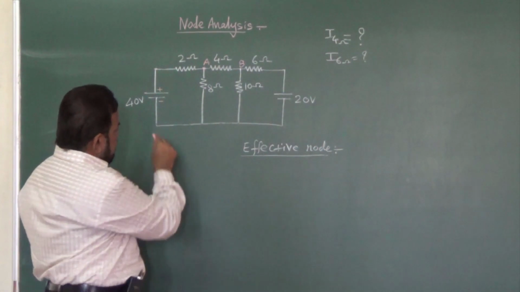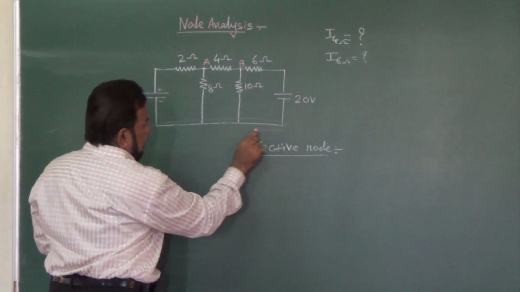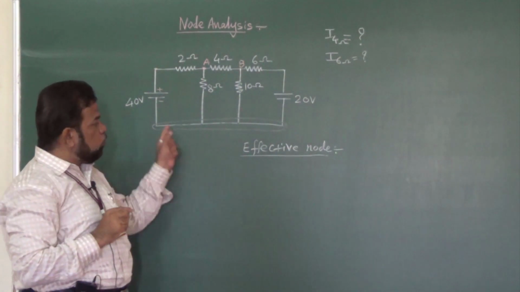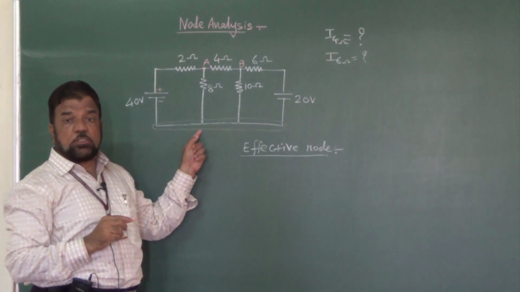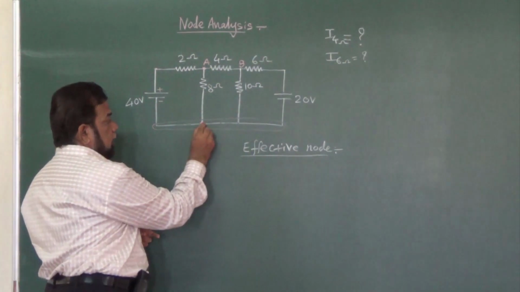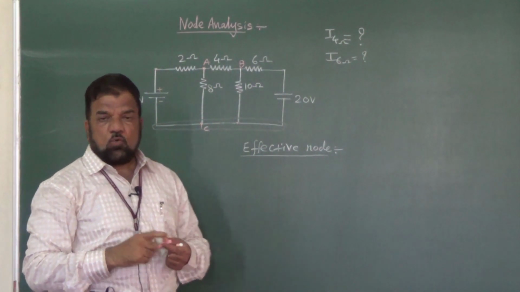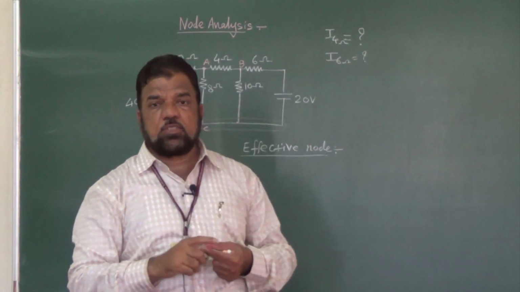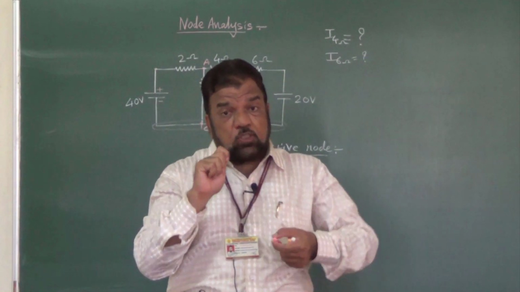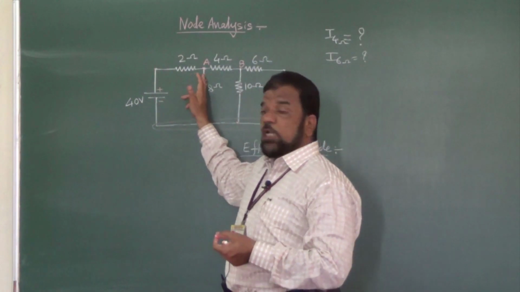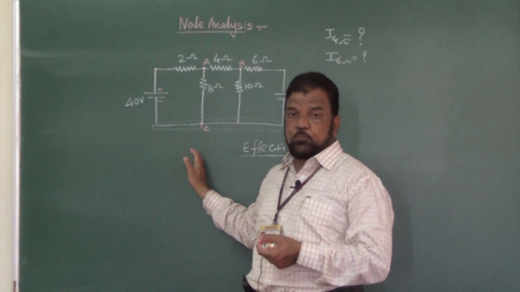And if you look at this bottom line here, this will form one common junction, one common node. I will call that, say, node C. So the first step while analyzing the circuit using the node analysis method is to mark the nodes like this: A, B, C and so on.